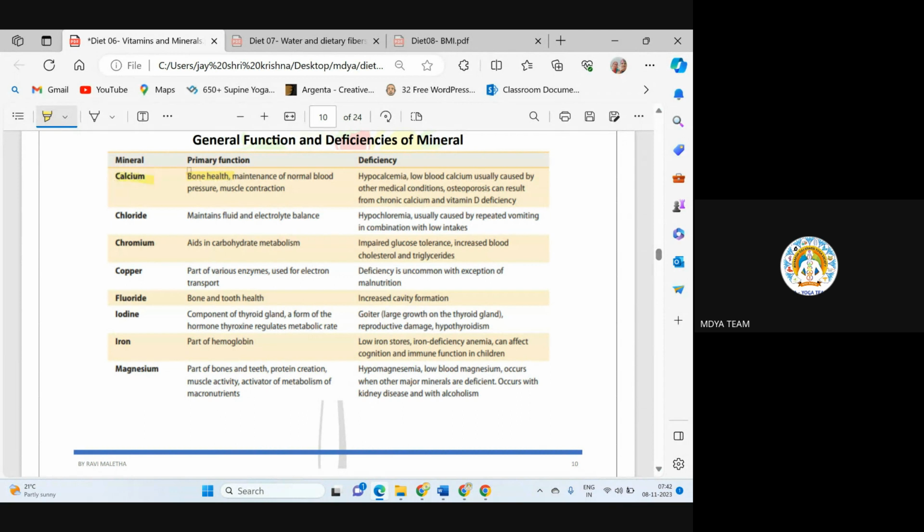Okay, so this is calcium. This is responsible for bone health, maintenance of normal blood pressure, and muscle contraction. One more important function of calcium, it helps in blood clotting. It is not mentioned here, but it is very much important.